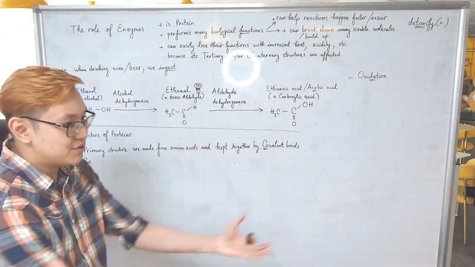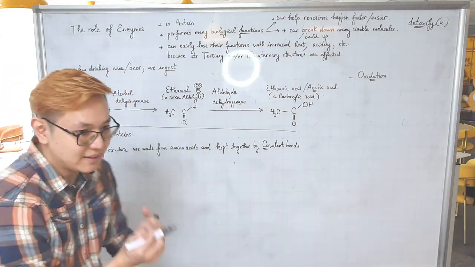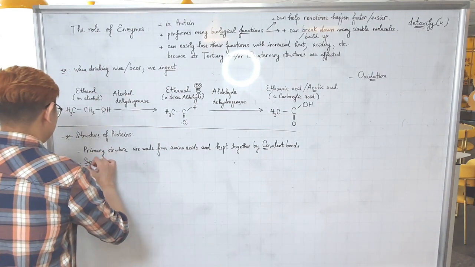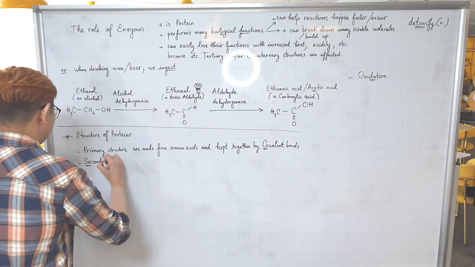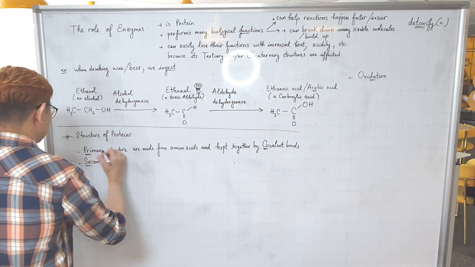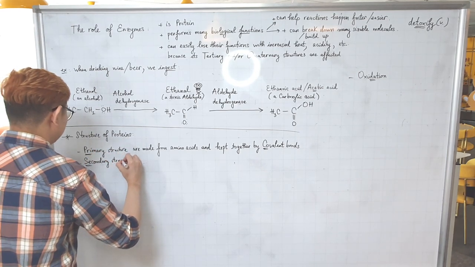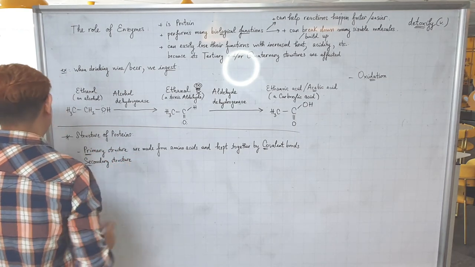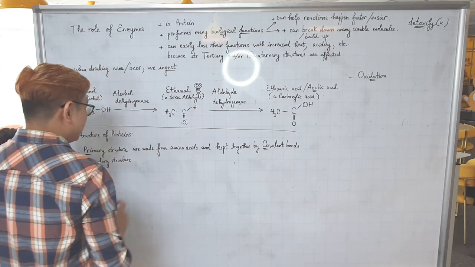So when the primary structures coil and fold again, you have the secondary structure.